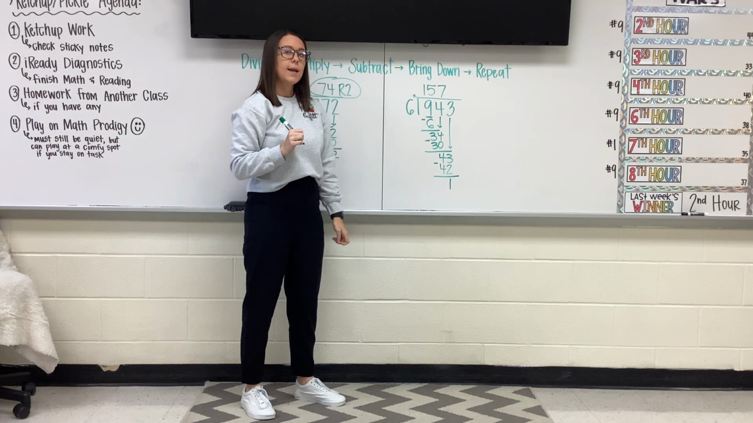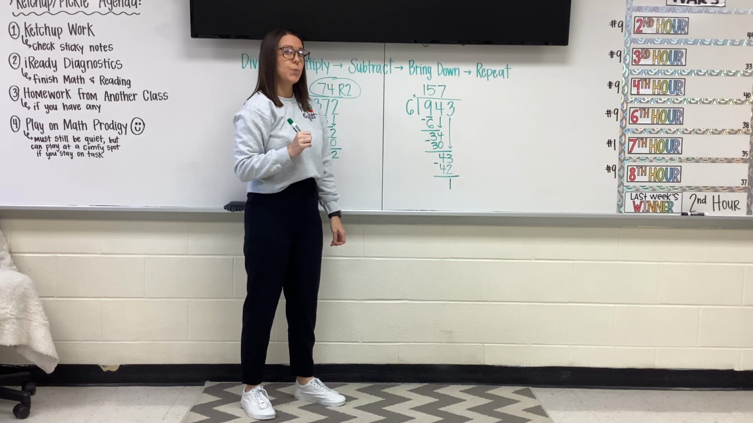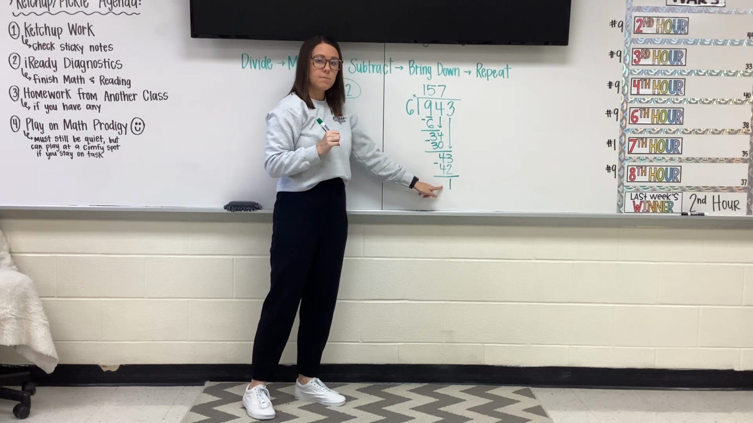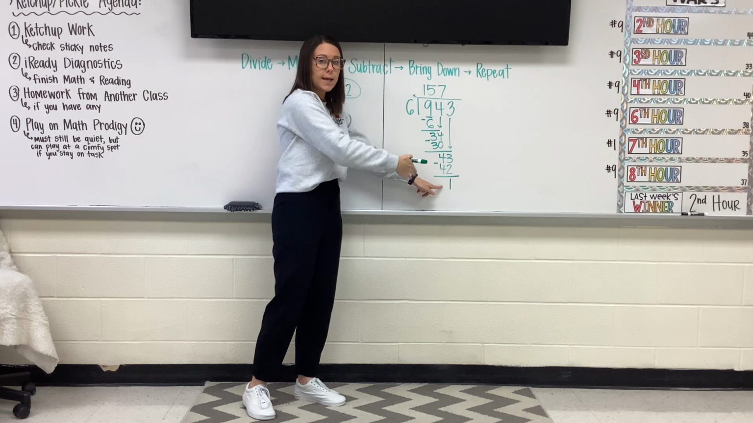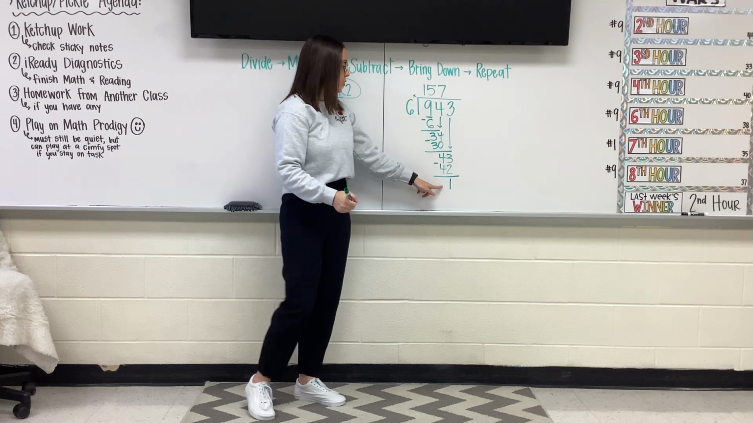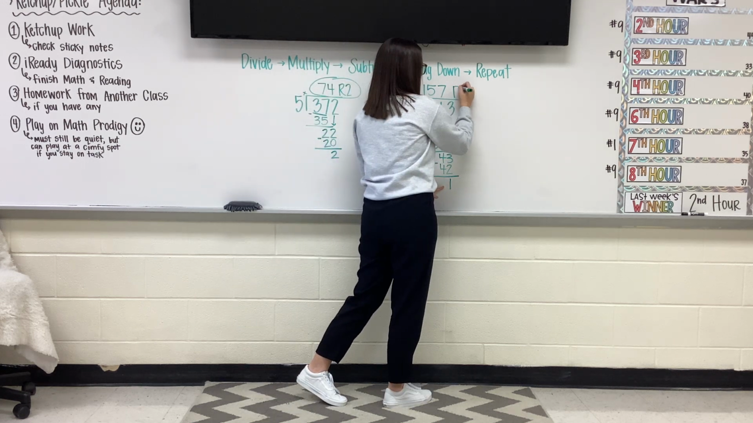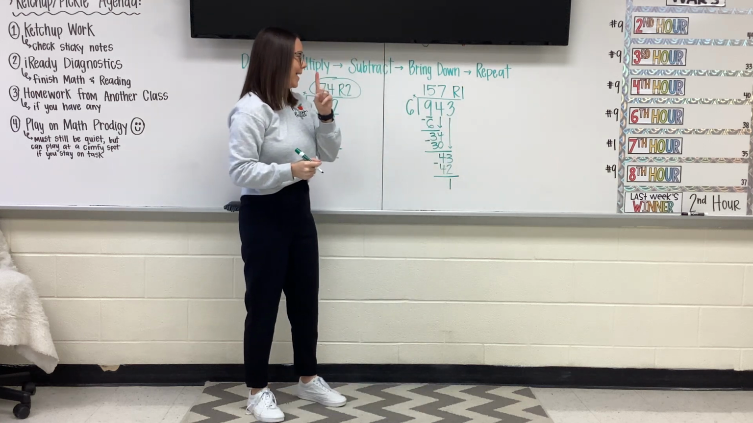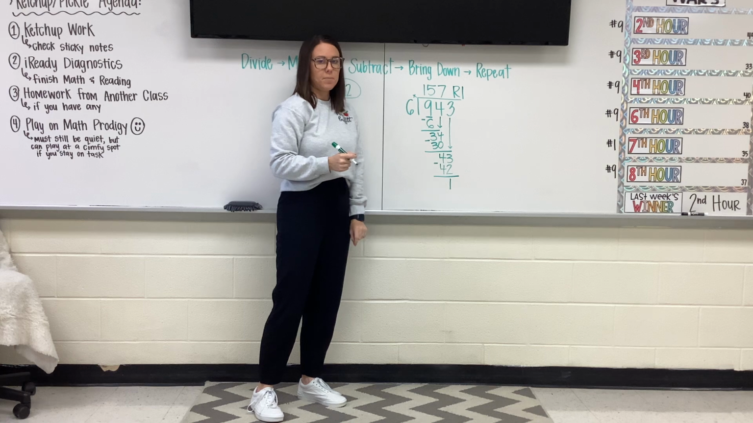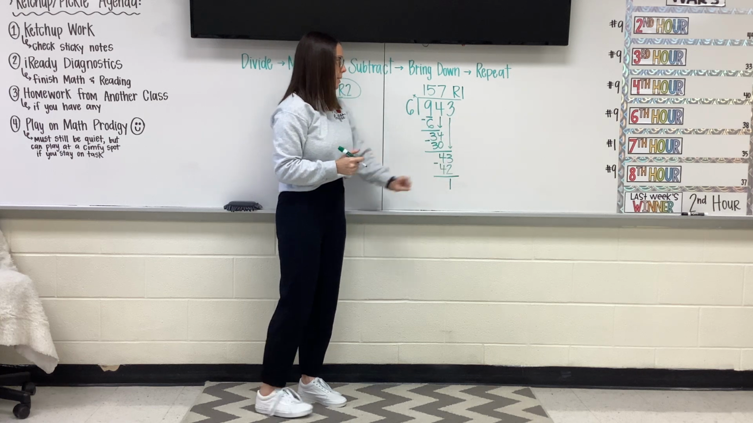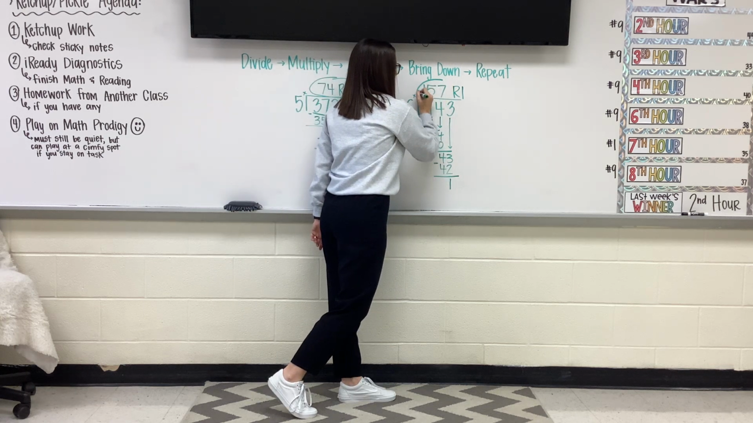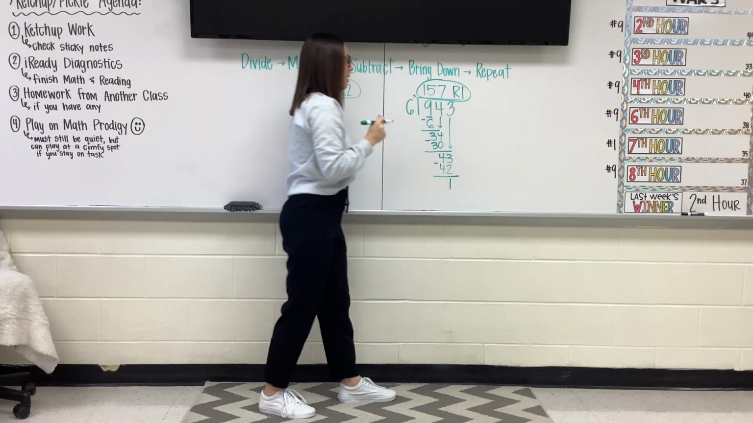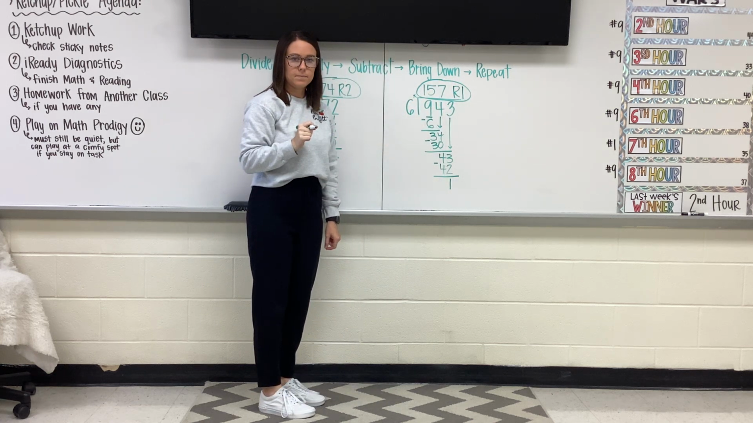But what can I not forget to do? That's my remainder. Remember, he's left over, but I can't just leave him hanging out down there. Okay, so I have to put capital R for remainder. 1. We had 1 remaining when we got done with the problem. We were finished, but this was left over. So my answer would be 157, remainder 1.